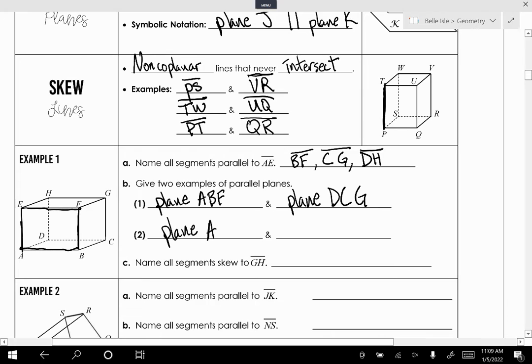here. We'll do plane ADH. Okay. So plane BCG.